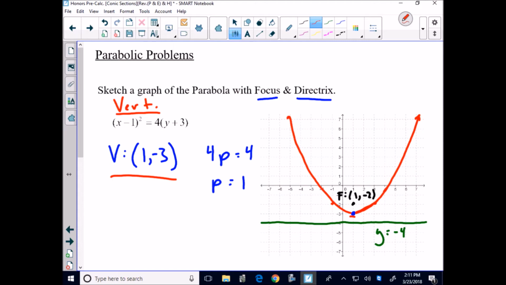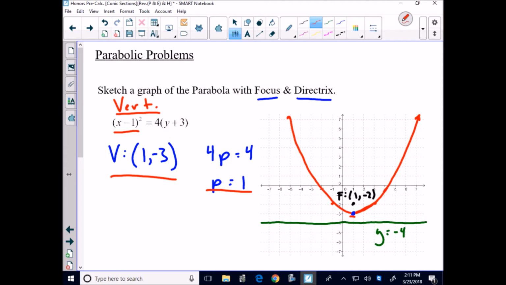And then we have our 4p as 4, so right here, solving for the focal length p, we get 1, and that means that we are going up 1 from the vertex to the focus, since our x expression is being squared, and we know this is going to be a vertically orientated parabola. So right here, that gives us the focus.